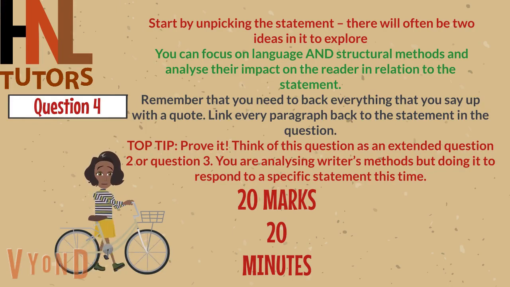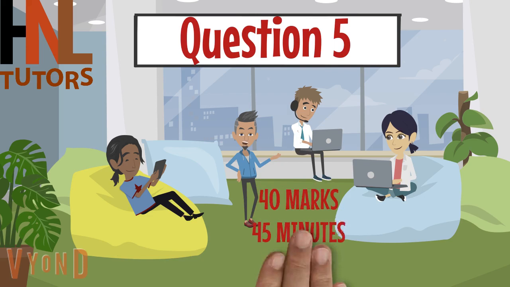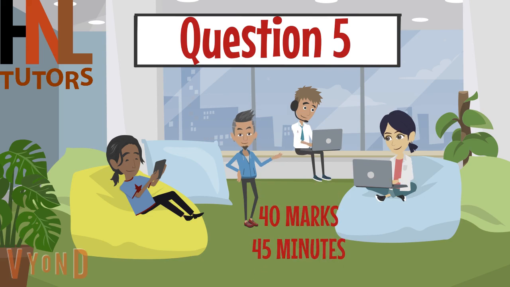Top tip: prove it. Think of this question as an extended question 2 or question 3. You are analyzing the writer's methods but doing it to respond to a specific statement this time. For question 5, there will be a choice of 2 tasks, but you only complete one of them. You will be asked to write a narrative or a description. You are marked on SPAG, 16 marks, and content and organization, 24 marks.